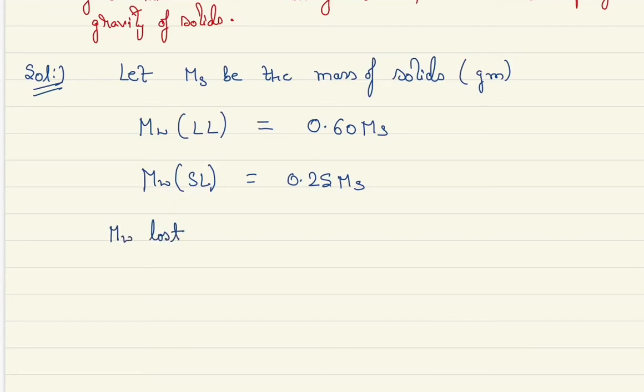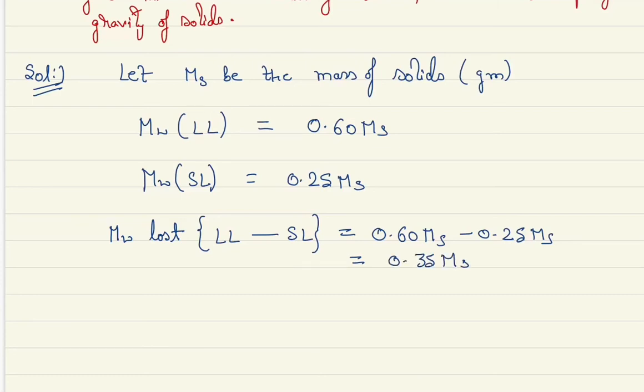Mass of water lost between liquid limit to shrinkage limit. How much water has been lost? So we can easily say it is 0.60 ms minus 0.25 ms, and it will be equal to 0.35 ms. Okay, so this is the mass of water lost.